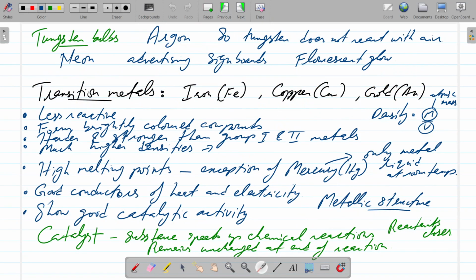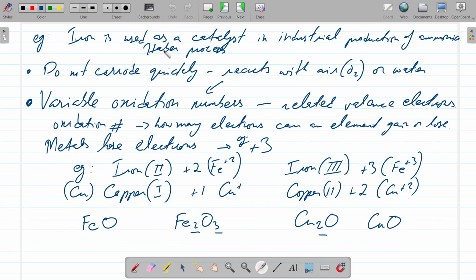We'll come across examples of it later on, like the Haber process, which is used for the industrial production of ammonia. Iron is used as a catalyst. When we go to the specific examples, we learn how iron helps in the process and how it acts as a catalyst.